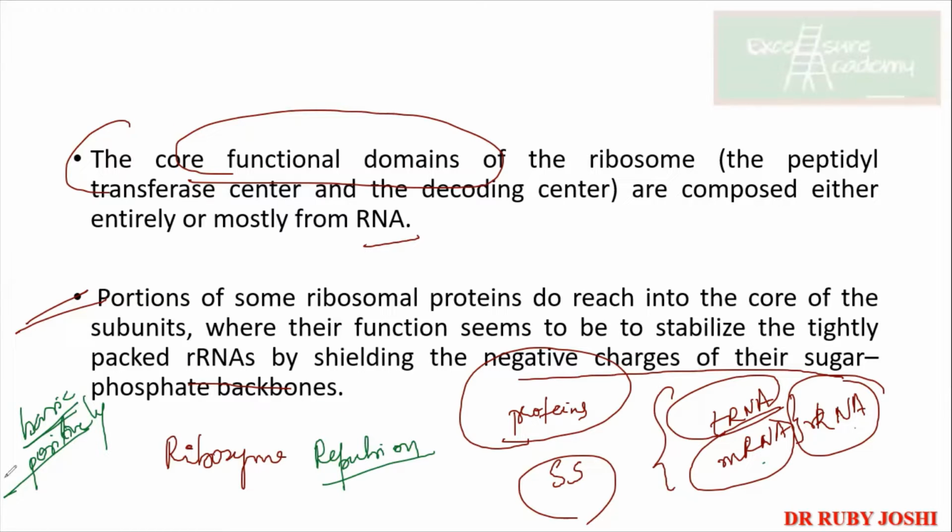It is because to prevent the repulsion between the tRNA, mRNA, rRNA, since because of their sugar phosphate backbone, which is negative in charge. Okay, so this slide is clear to everyone. This is important to understand.